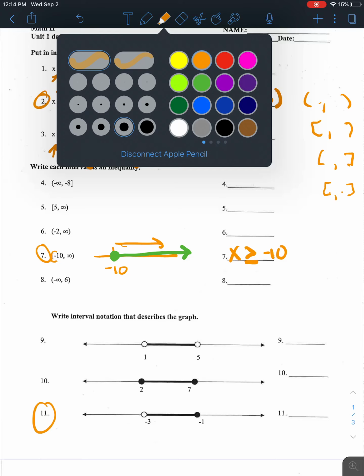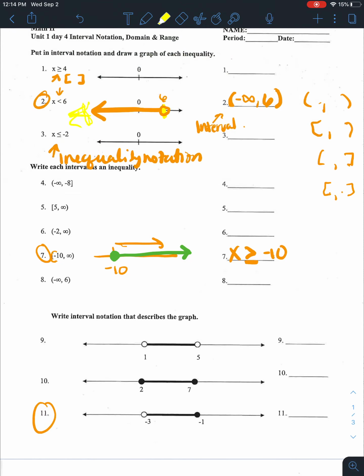If we pay attention up here, when the inequality symbol is not open towards x, then we're going to have negative infinity. If it's open towards x, like we have here, then we're going to have positive infinity. Okay, so that may help you a little bit in doing these first 8 problems.